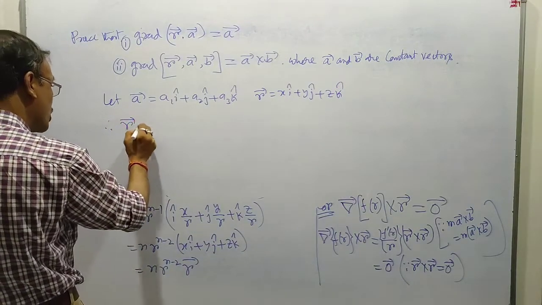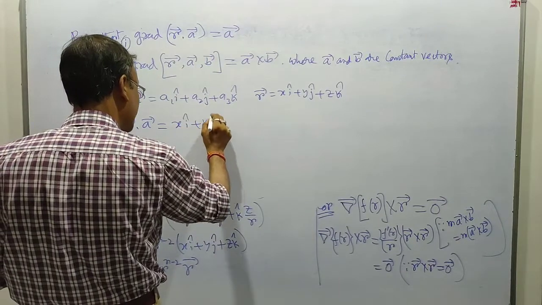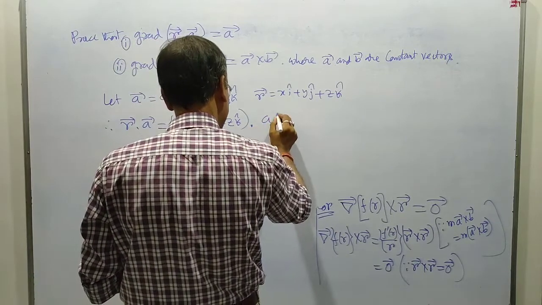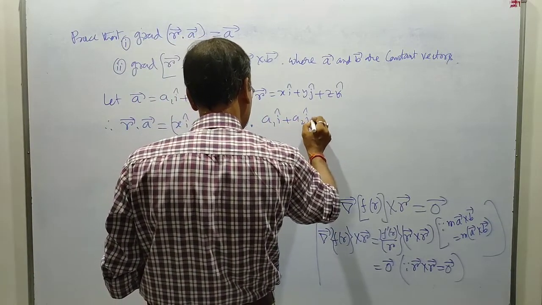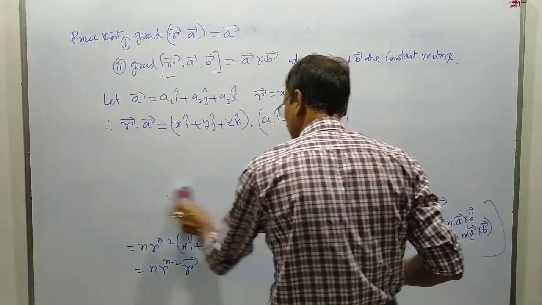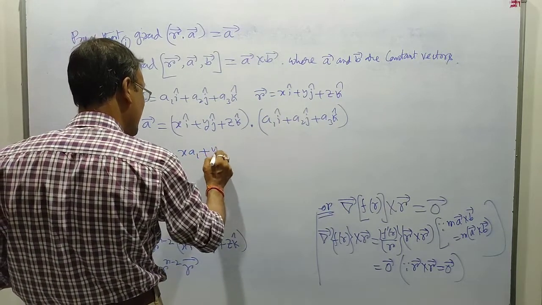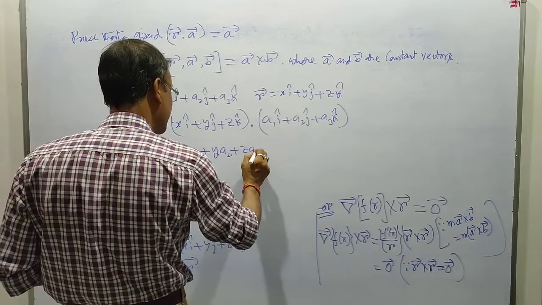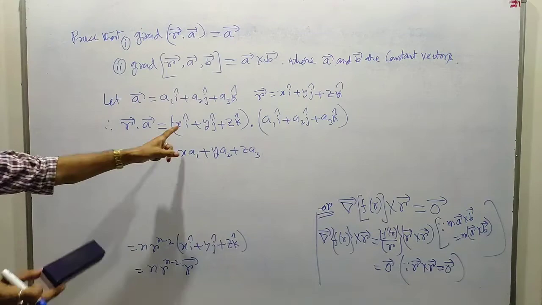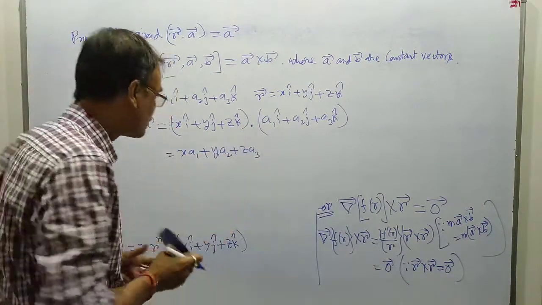Therefore, R vector dot A vector will be equal to x i cap plus y j cap plus z k cap dot A1 i cap plus A2 j cap plus A3 k cap. It will be like this. This is equal to x A1 plus y A2 plus z A3, since it is dot product.